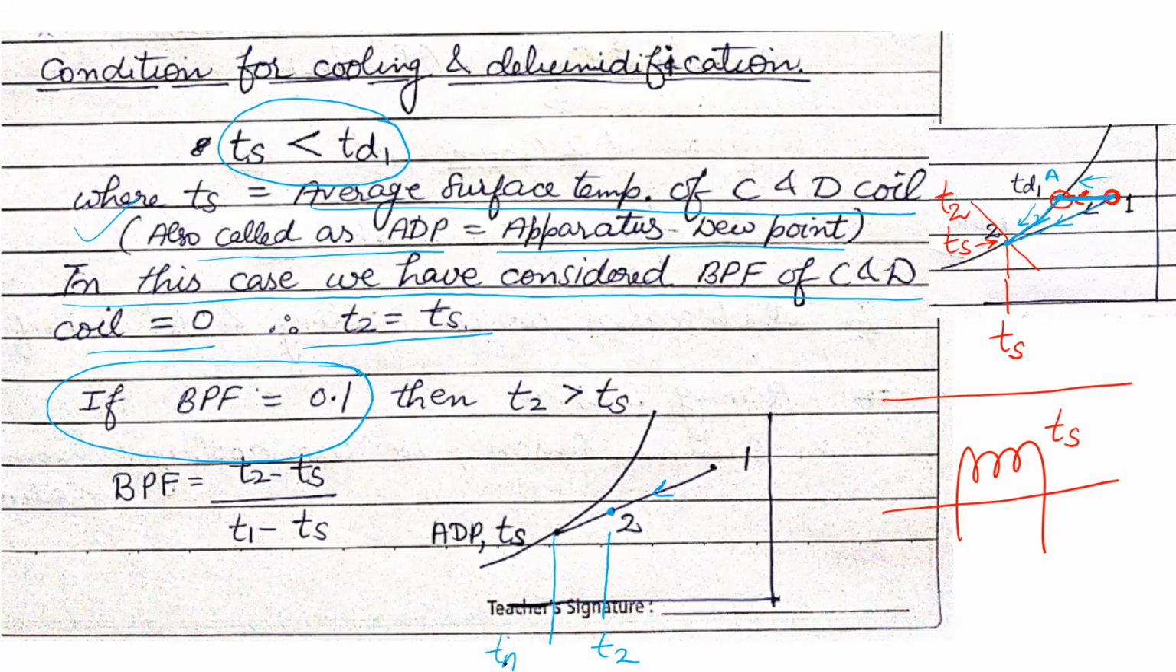This is TADP. And then we can define the bypass factor. It is actually equal to potential unutilized divided by potential available.